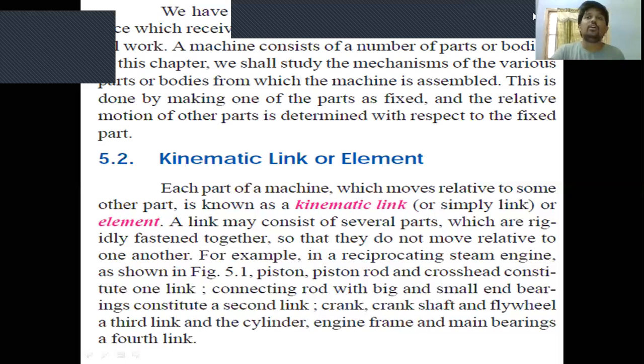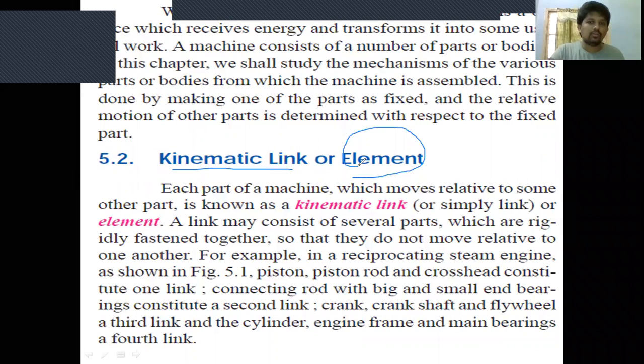This is how you define a link, right? We define it as a kinematic link or an element. Here you can see that each part of a machine which moves relative to some other part is known as a kinematic link, right? One part of a machine which is moving relative to another part of a machine is defined as a kinematic link or element, right?